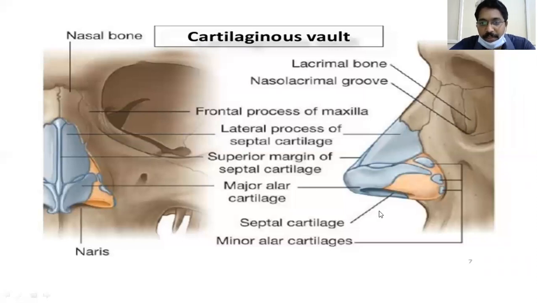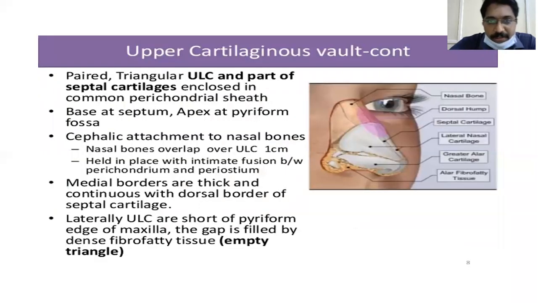Regarding that, these are the major lateral cartilages. This is the upper lateral cartilage, this is the lower lateral cartilage, these are sesamoid cartilages and lesser alar cartilages. Coming to the upper cartilaginous vault, these are the upper lateral cartilages.